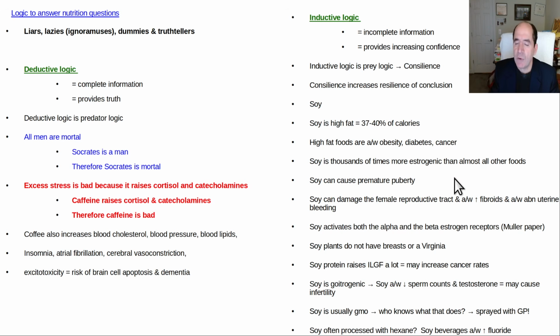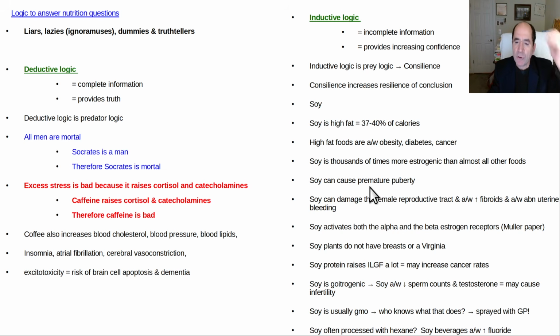Okay, so what else about soy? It's thousands of times more estrogenic than almost all the other foods, okay? And I've said before, anything that estrogenic would have to do my laundry, cook for me, and please me in bed before I would want anything to do with it. It's off the charts, many thousands of times more estrogenic than other foods.